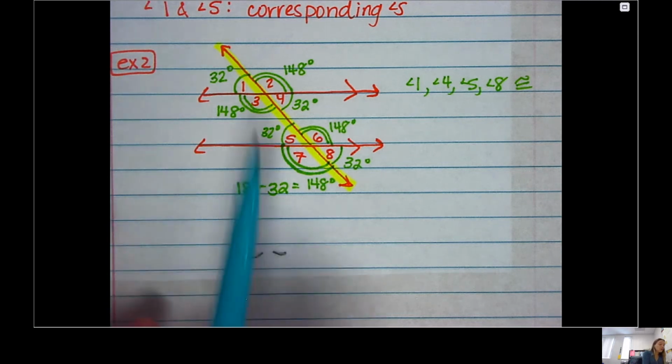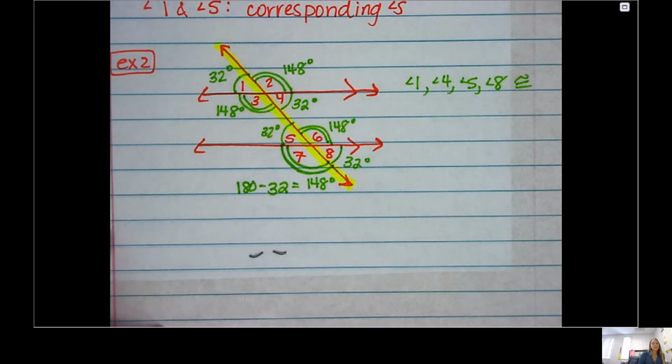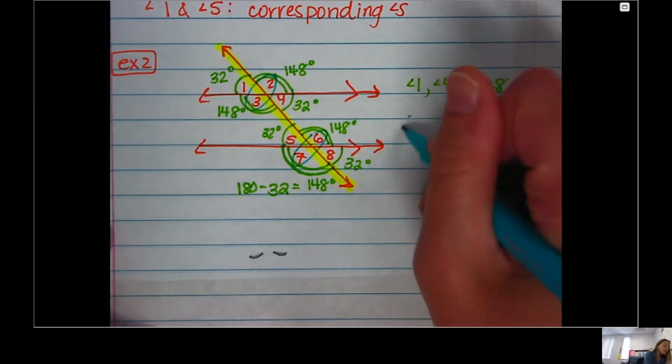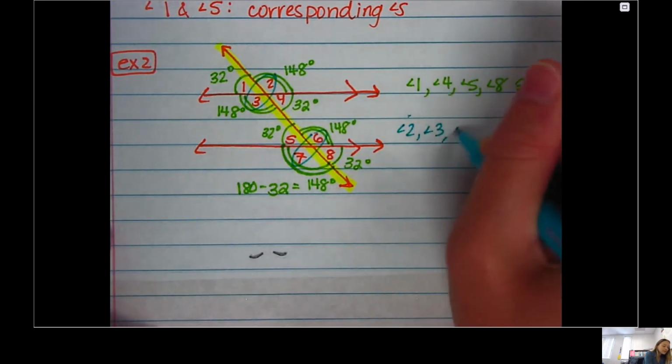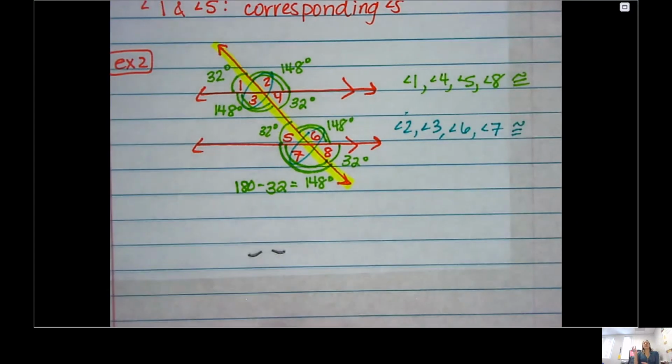So we said 1, 4, 5, and 8 were the same. What else is going to be the same? 2, 3, 6, and 7. Yep. Angle 2, angle 3, angle 6, and angle 7 are congruent. So essentially, you only really have 2 numbers the whole time. That's it. Either it's the same or it adds up to 180.